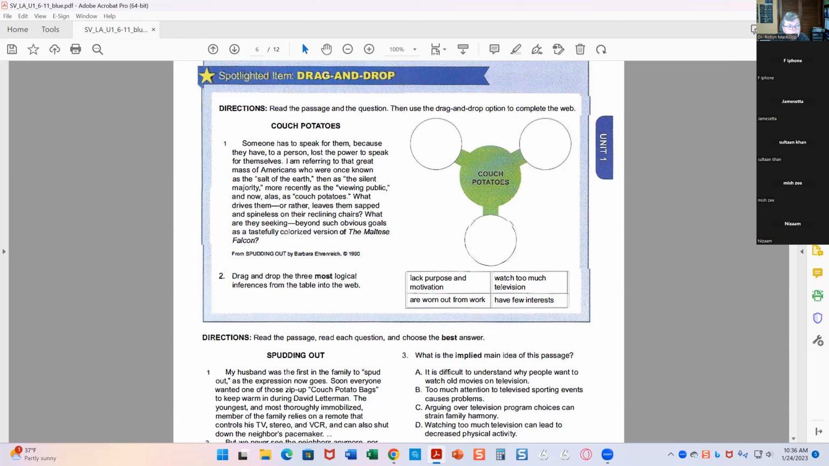Drag and drop the 3 most logical inferences from the table into the web. So our center is couch potatoes. Would couch potatoes lack purpose and motivation? Would that be a good one to link to it?